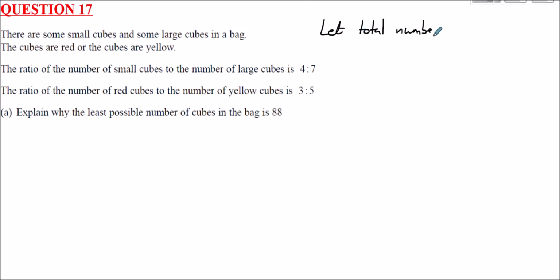This is just for understanding, okay? You don't need to write this down in your answer. Let the total number of cubes equal n, okay? Where n is a whole number, because obviously if you've got cubes, it's either 1 cube, 2 cubes, 3 cubes. The number of cubes is going to have to be a whole number.